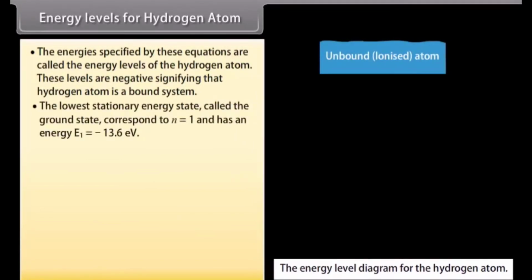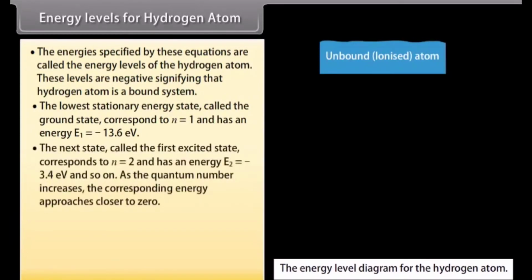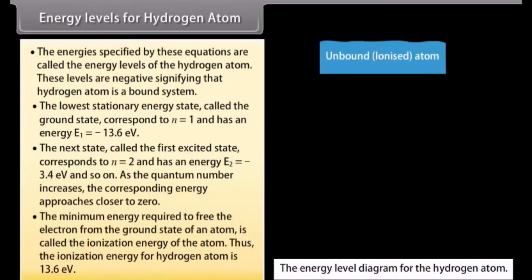The lowest stationary energy state, called the ground state, corresponds to n equals 1 and has an energy E1 equals minus 13.6 electron volt. The next state, called the first excited state, corresponds to n equals 2 and has an energy E2 equals minus 3.4 electron volt and so on. As the quantum number increases, the corresponding energy approaches closer to zero. The minimum energy required to free the electron from the ground state of an atom is called the ionization energy of the atom. Thus, the ionization energy for the hydrogen atom is 13.6 electron volt.